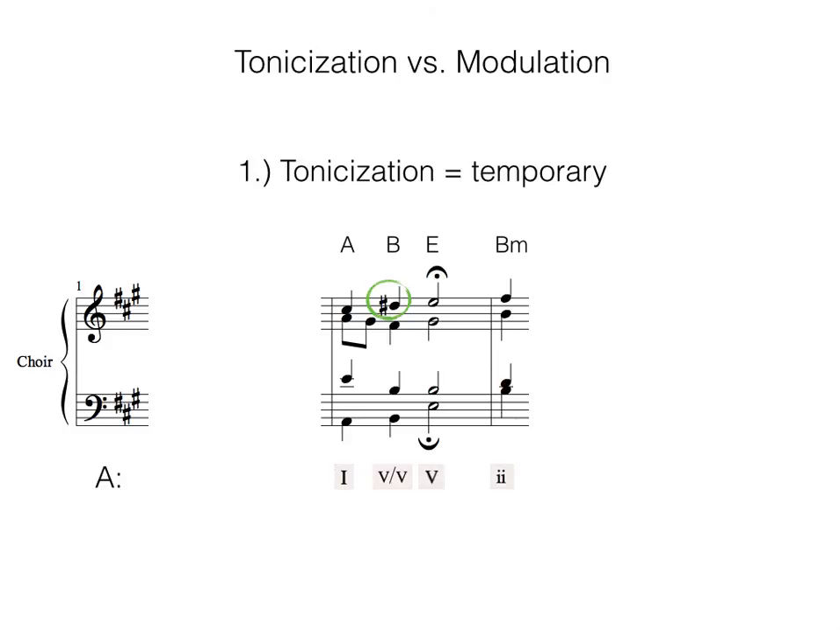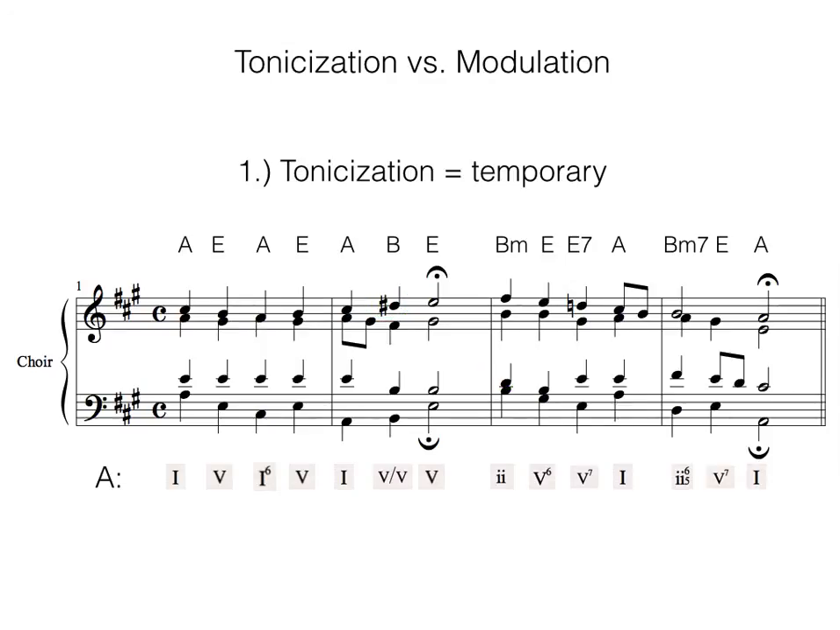In this example, the B major chord only appears once. The D sharp accidental does not remain, and we get a D natural in the following 2 chord. If you get to a cadence point, it will be in the home key. This example begins in A major and it ends in A major. The D sharp was only a temporary accidental. The B major to E major progression is only a temporary tonicization.